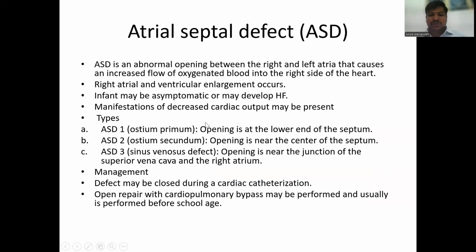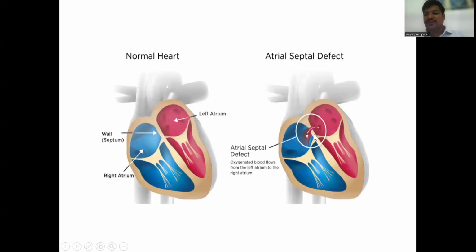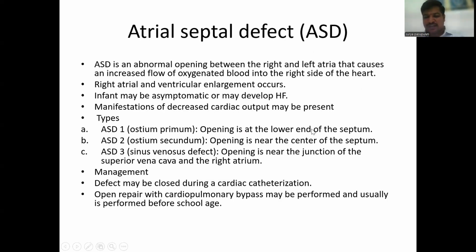The management: usually the child with atrial septal defect will be asymptomatic, based on the size of the defect. If the size of the defect is too large, the child will manifest with the symptoms of heart failure. The manifestations related to decreased cardiac output may be present. And the management is that the defect may be closed through cardiac catheterization, and open repair with cardiopulmonary bypass may be done.